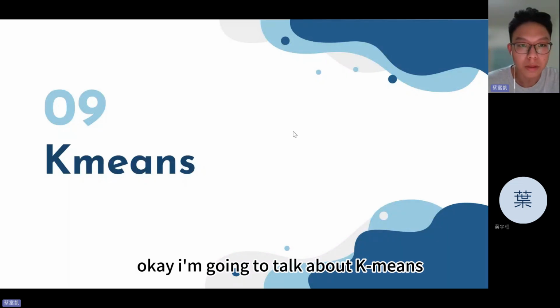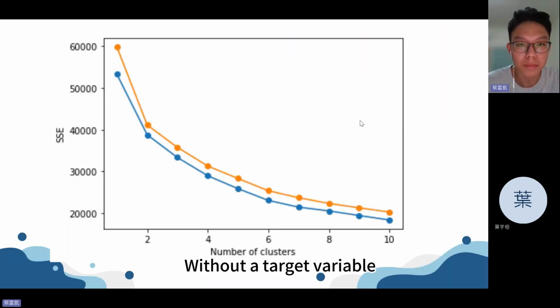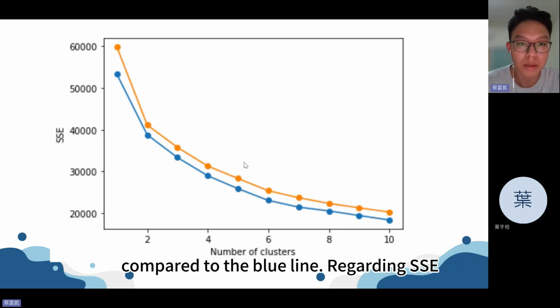Okay, I'm going to talk about k-means. Without a target variable, the k-means plot shows a blue line. After adding the target variable, it's turned into an orange line. Combining them is evidence that there are more points on the orange line compared to the blue line.